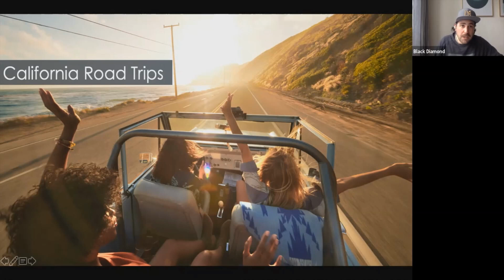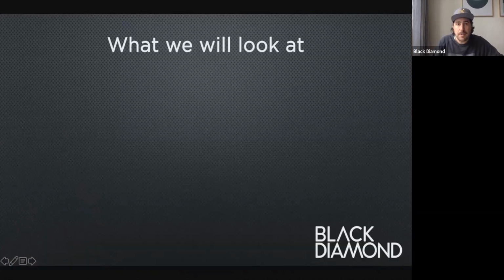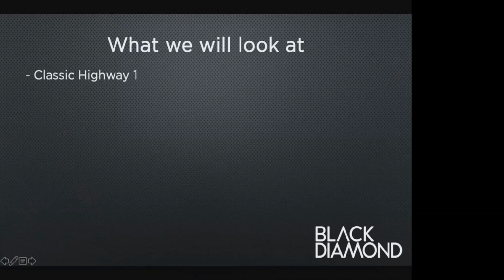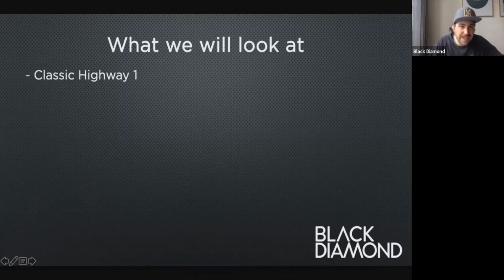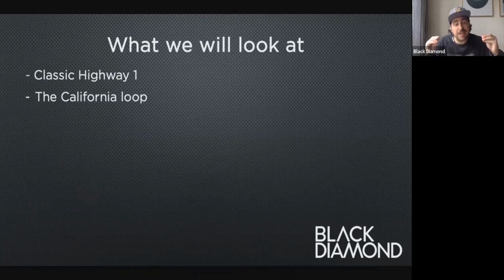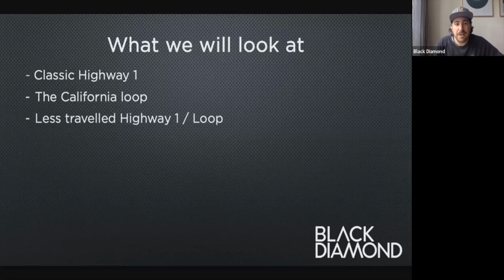So just to kick through what I'm going to go through today, first up, we're going to look at Highway 1, the classic California fly drive. Most people know it. You probably all sell it. This is just the classic one, so we can't not talk about it. Next up, we're going to talk about the California Loop, which is my variation on the Highway 1 fly drive.